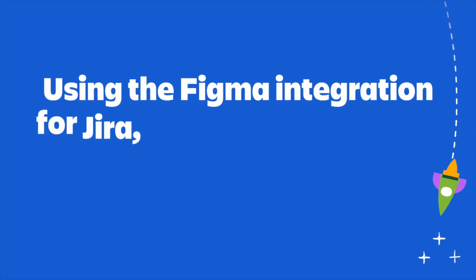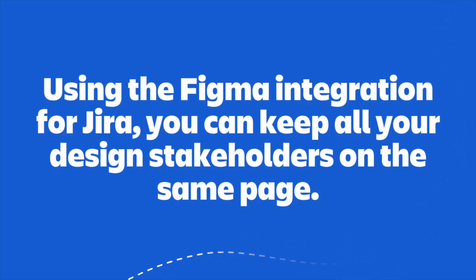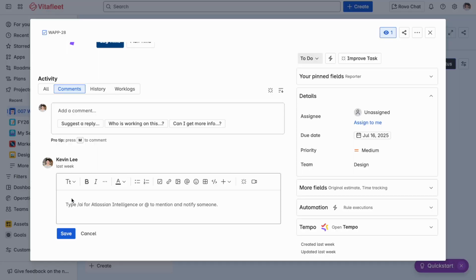If you're a designer like me, you're probably spending most of your day working in Figma. Luckily, using the Figma integration for Jira, you can keep all of your design stakeholders on the same page. Say you get a request to update the designs for a pricing page. Just drop a link to your Figma design right into Jira, @mention your team or stakeholders, and you're good to go. No more hunting down links in email threads or finding old Slack messages.